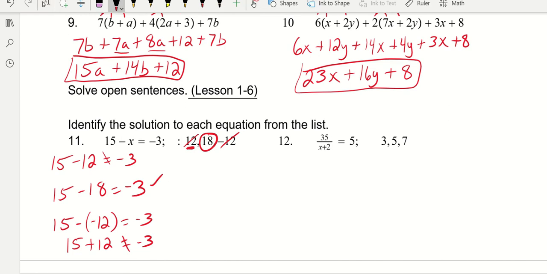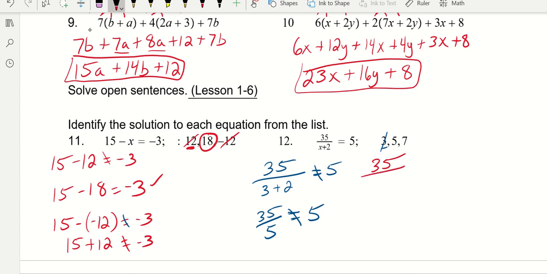Same thing on 12. Number 12 looks like this. 35 over x plus 2. So it's going to be 3 plus 2 is equal to 5. Okay, let's simplify this. 35 over 5, is that equal to 5? Well, 35 divided by 5 is 7. So those are not equal to each other, right? Those are not equal. So that was a 3 we subbed in, so that is not the value for x that makes that equation true.